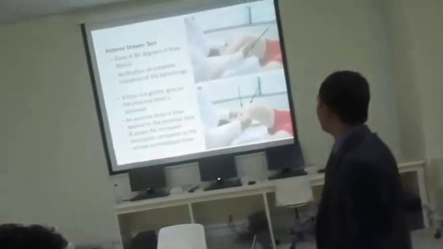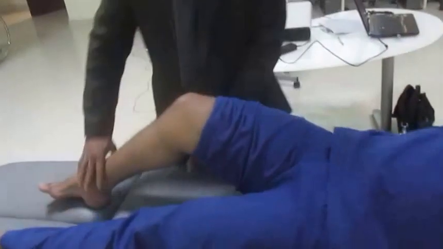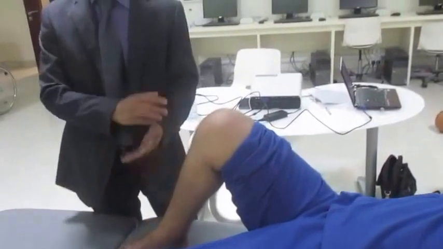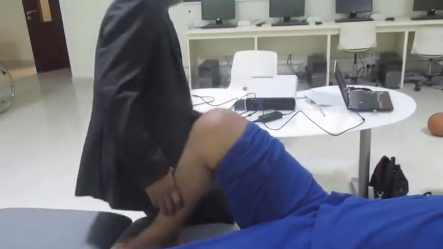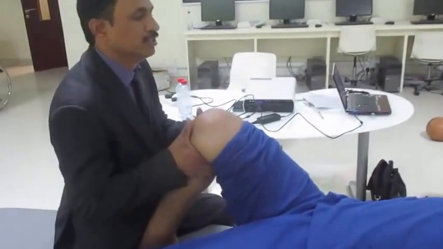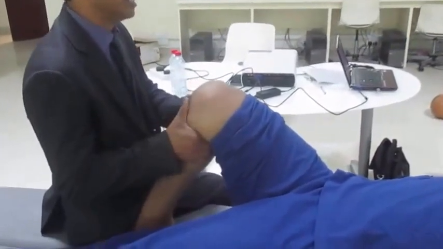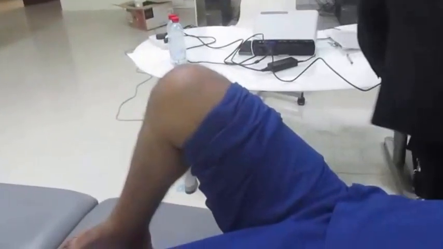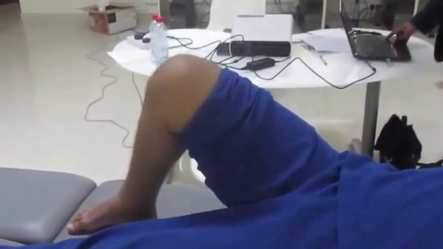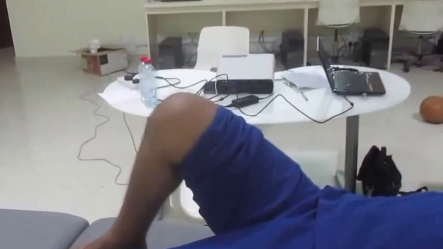Next one is the anterior drawer test. Here the knee should be kept at 90 degrees flexion, again the same. Here push and pull. Push the hamstring tendon, then pull the tibia anteriorly. This is the anterior drawer test. Anyway, pivot shift test, one minute. Then rehabilitation, acute phase.